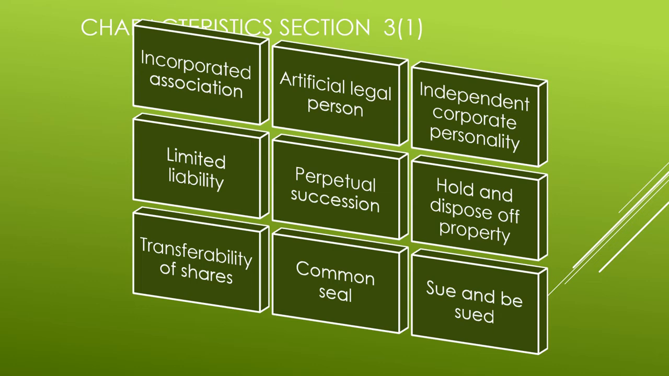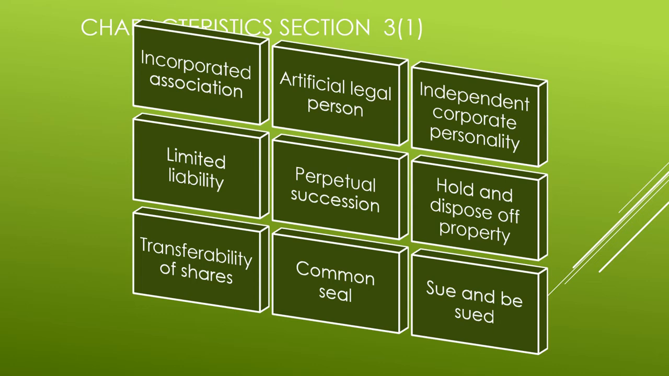See, a company is an artificial person. A company cannot breathe. A company cannot write. A company does not have hands or legs or a brain. Isn't it? So how do companies enter into contracts? The company cannot sign, isn't it? So the company affixes its common seal. The common seal is considered as the signature of the company. Wherever the common seal is affixed, it is considered that the company has signed.